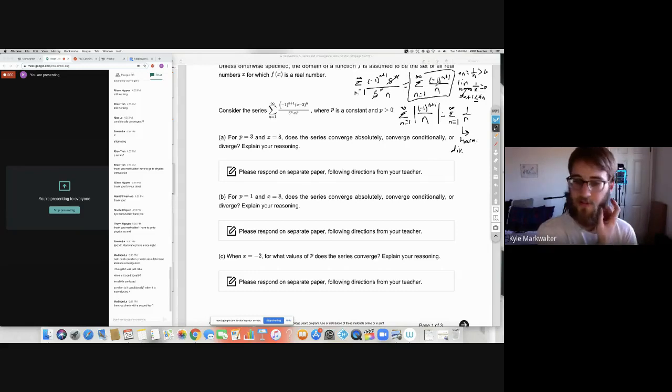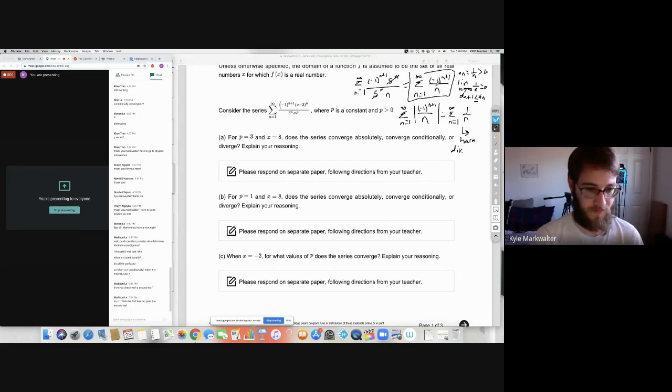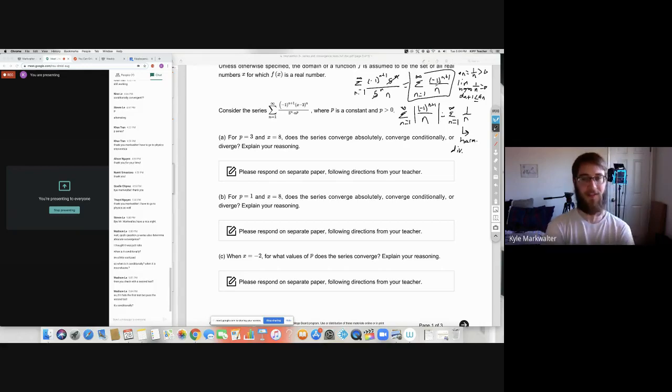Does that make sense, Madison? So if it fails the first test but passes the second test, it's conditionally convergent. We say that the condition was that it was alternating. It only converged because it was alternating. You don't have to explain that, but that's why we call it conditionally.